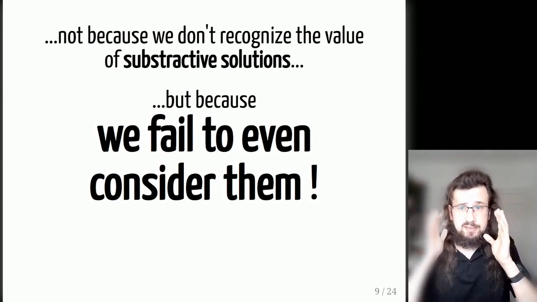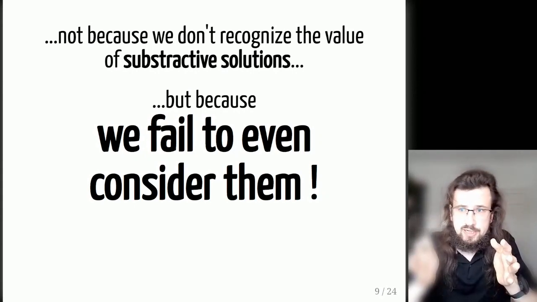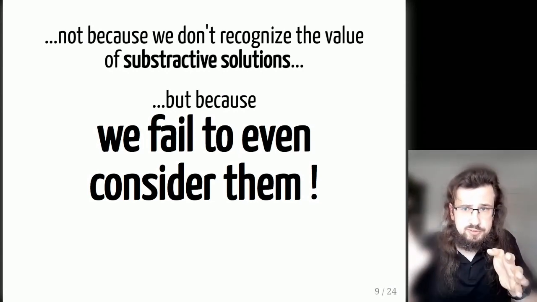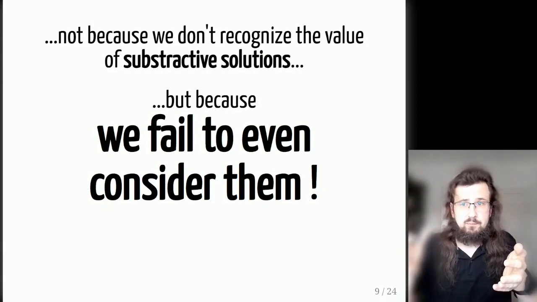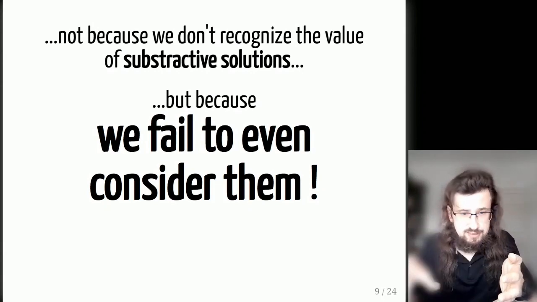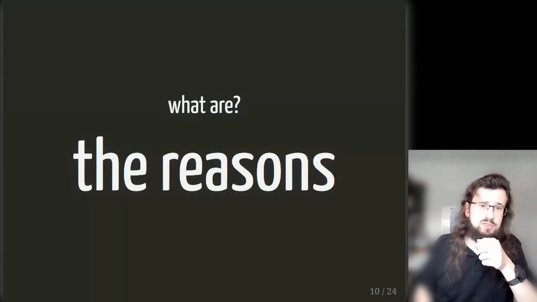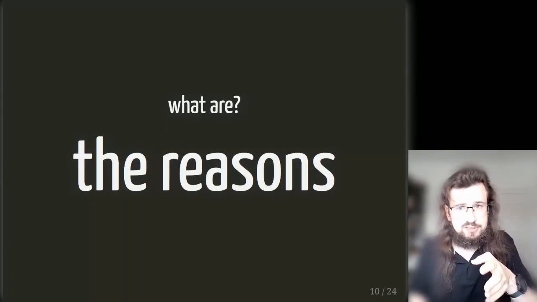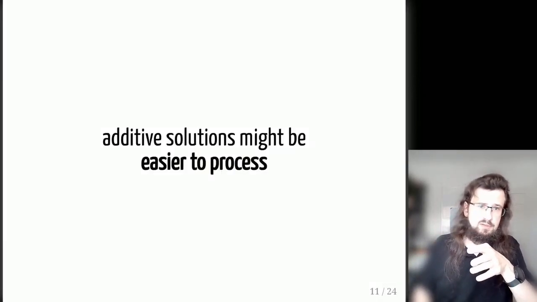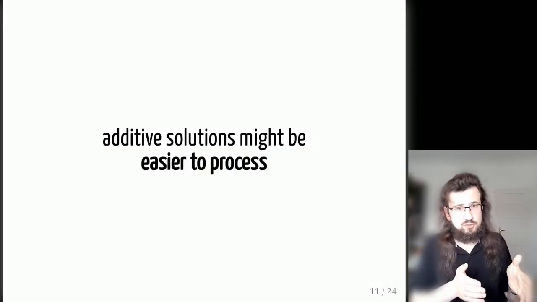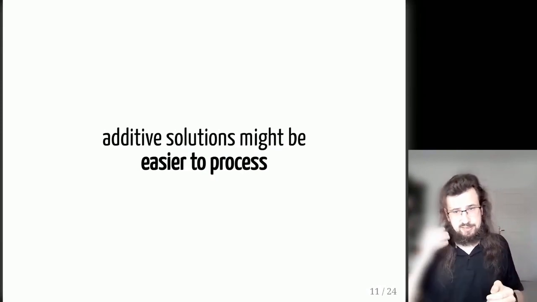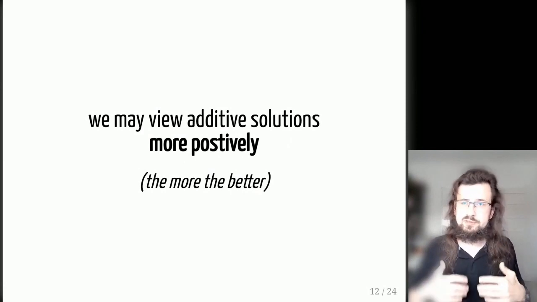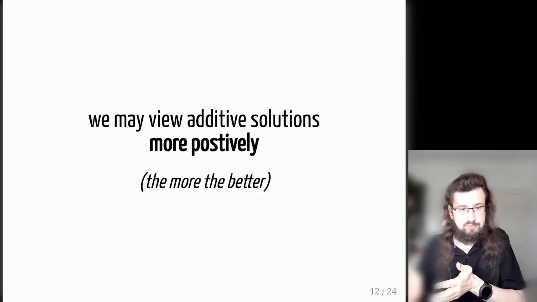Imagine how it can impact our scientific software architecture if out there are some superior solutions that we could use to make our architecture better, but we miss them completely. So what are the reasons for that? Authors of those Nature papers suggested a number of reasons. For example, additive solutions might be easier to process in our mind. We may view additive solutions more positively, because the more, the better.